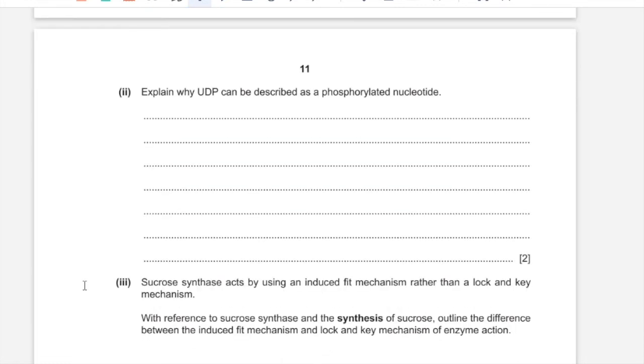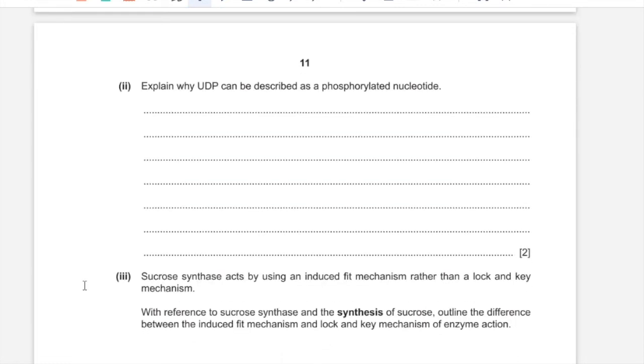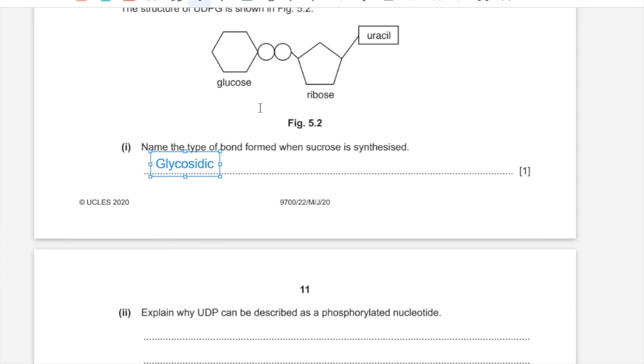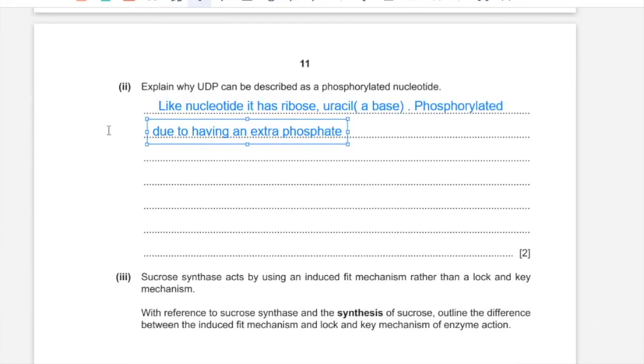2. Explain why UDP can be described as a phosphorylated nucleotide. To answer this question, you'd have to look at the structure of UDP and a nucleotide. A nucleotide has a ribose, a nitrogen base, and a phosphate group. And since UDP also has a ribose, a nitrogenous base, and an extra phosphate, it is similar in structure to a nucleotide molecule.